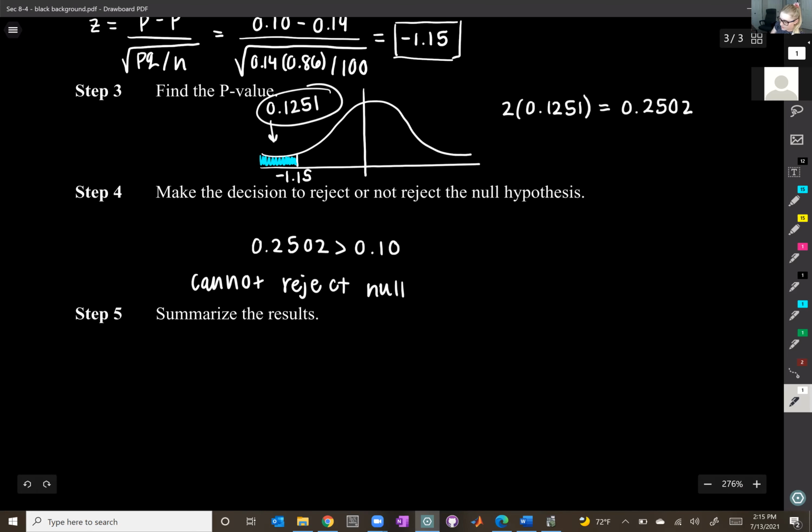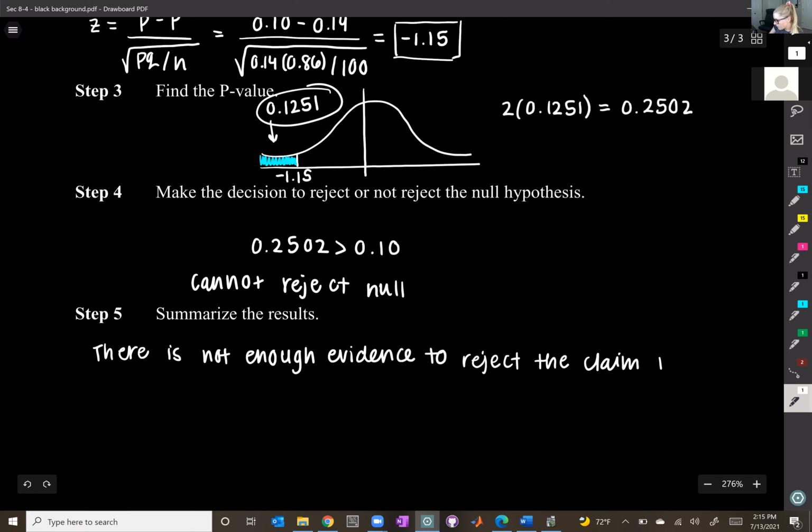So what does this mean in terms of a summary? This means there is not enough evidence to reject the claim that 14% of men use exercise to reduce stress.